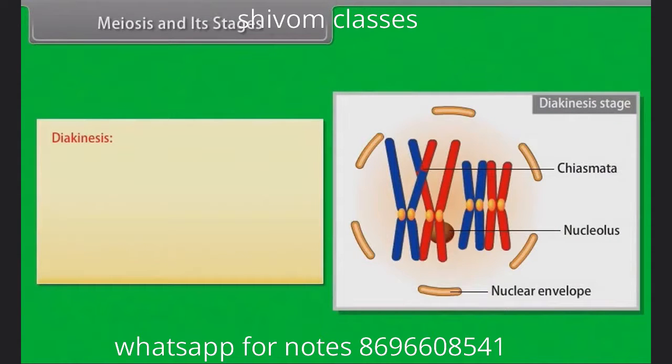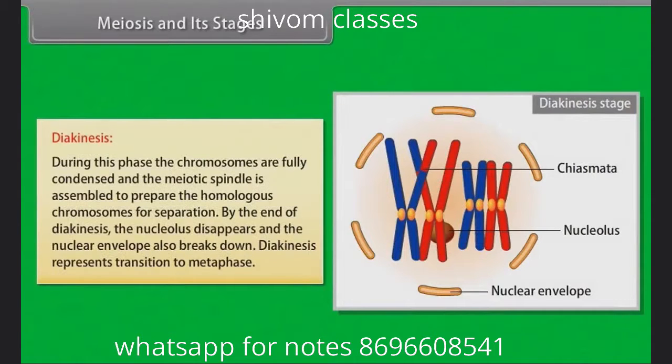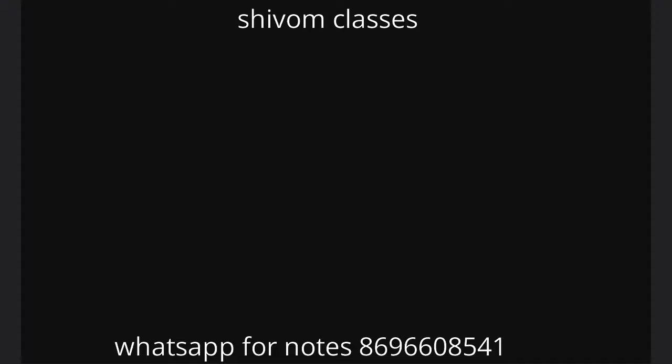The final stage of meiotic phase 1 is diakinesis. This is marked by terminalization of chiasmata. During this phase, the chromosomes are fully condensed and the meiotic spindle is assembled to prepare the homologous chromosomes for separation. By the end of diakinesis, the nucleolus disappears and the nuclear envelope also breaks down. Diakinesis represents transition to metaphase.